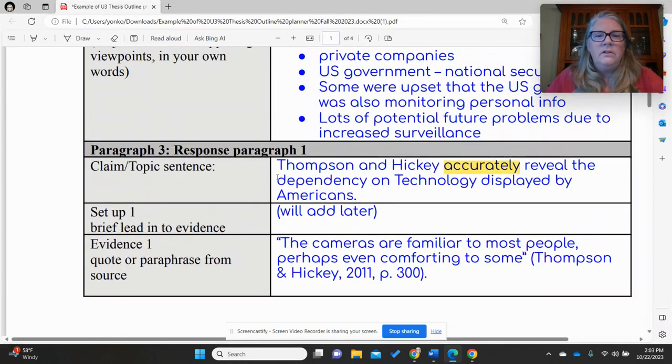Okay. So accurately reveal the dependency on technology displayed by Americans. So here, the student just put will add later. The setup, it's sometimes hard to put on the outline because, as I said, it's usually kind of the flow of the sentence. But what I will remind you is that you definitely want to have something leading into the quote when you start drafting. You don't want this quote just popping up out of nowhere. So we'll talk more about setups when we get into the drafting lesson.